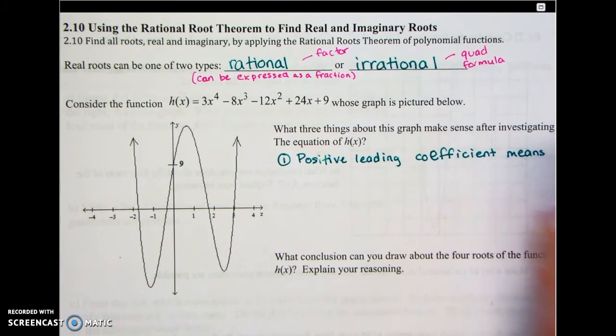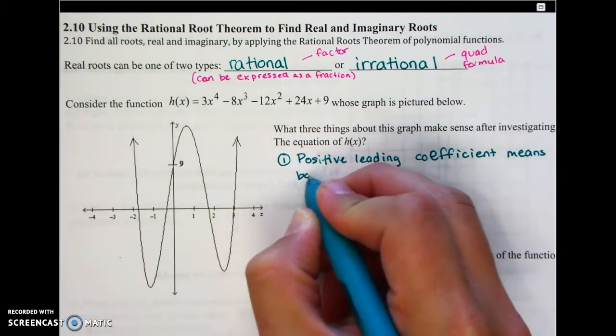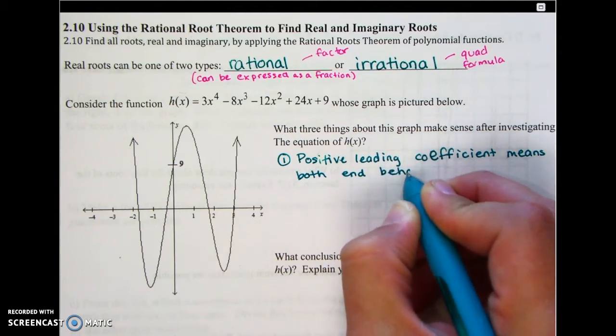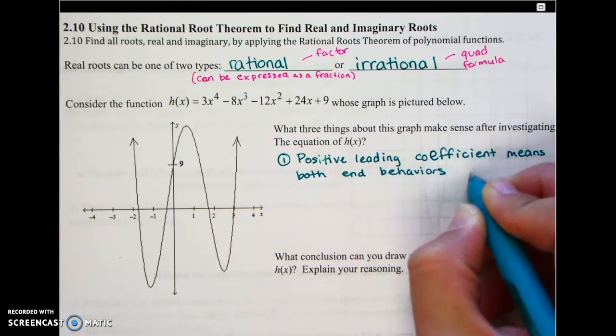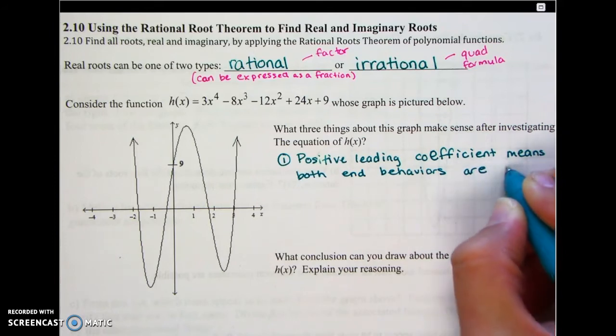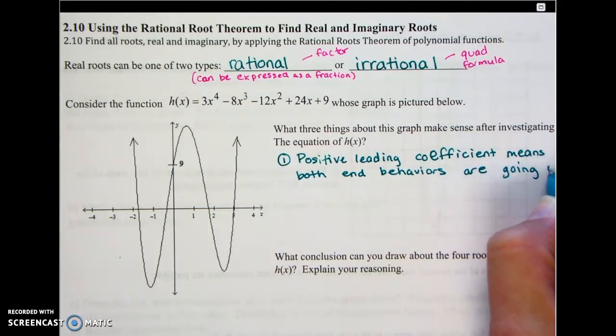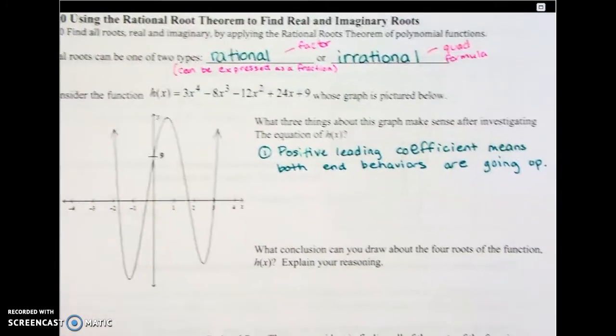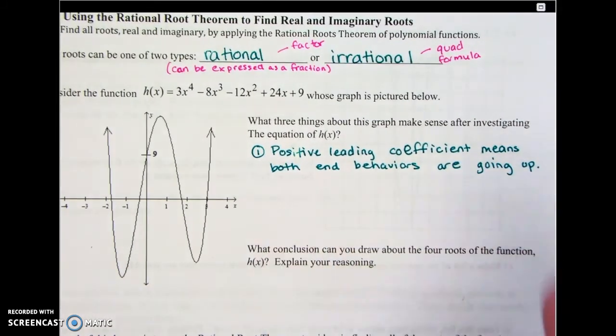means both end behaviors are going up. So both arrows are going up. And you could have said as x goes to positive and negative infinity, f of x or h actually goes to positive infinity. Or you can write it out as a sentence.